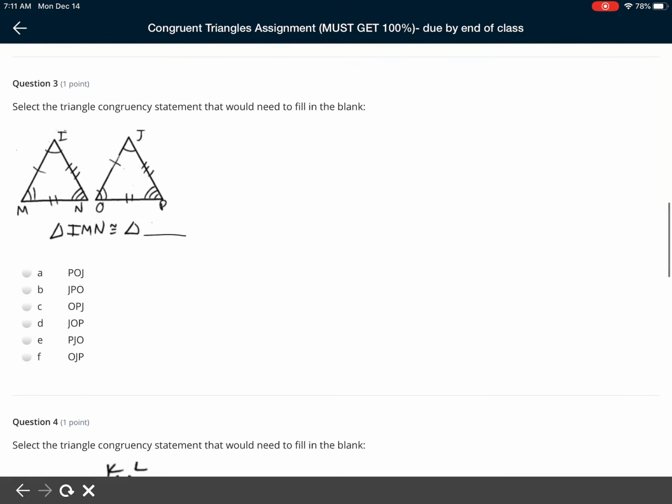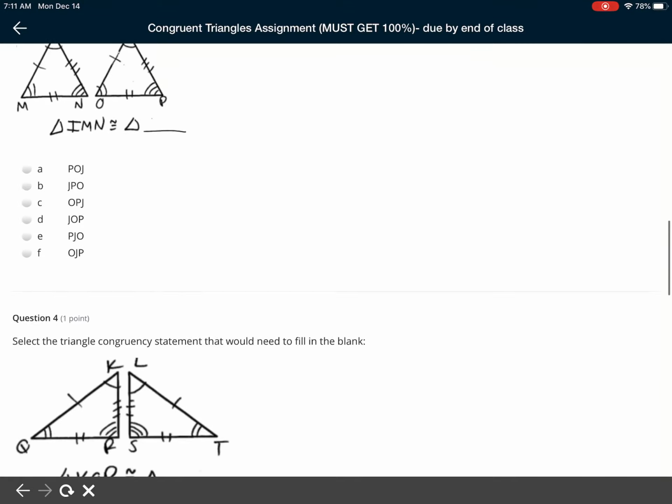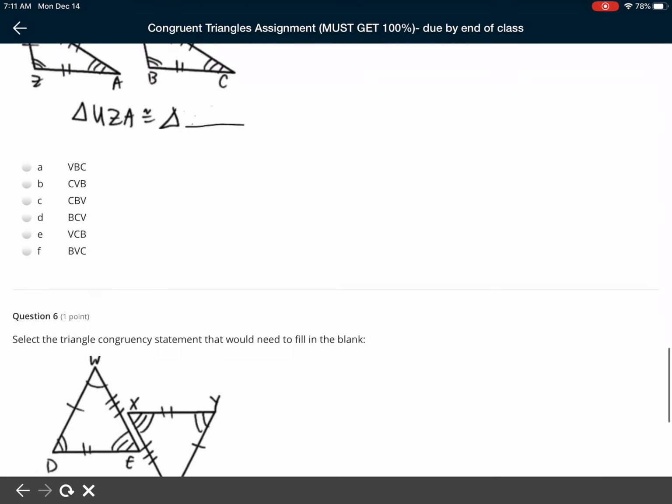And then the rest of these, you're just filling in the one that makes sense. So again, it needs to match the one that I picked out. So I picked out I, M, N. So I need to pick out the one that matches specifically I, M, N. So which one matches up with I, M, and N in that order. And that's what your last 4 problems are.